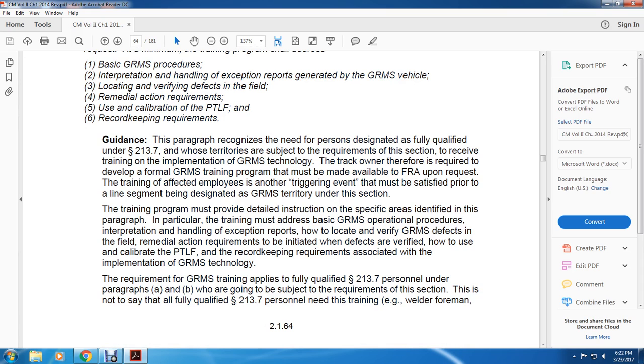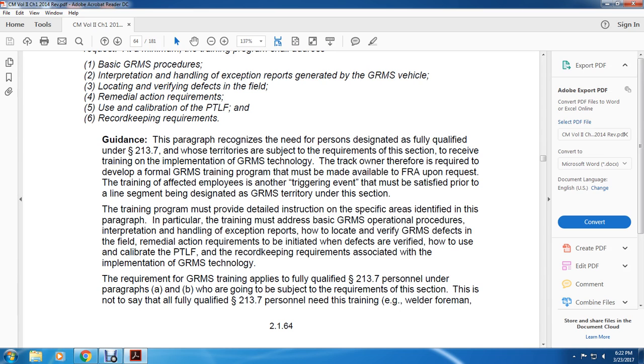This paragraph recognizes the need for the person designated fully qualified under Statute 213.7 within the territory subject to the requirements of the section to receive the training in the implementation of gauge resistant measurement technology. The track owner is therefore required to develop a formal gauge resistant measurement system training program that must be made available to the FRA upon request. Training is effective for the employee.